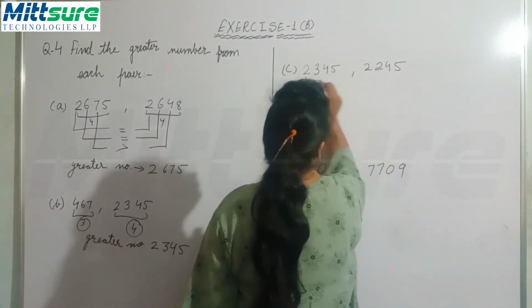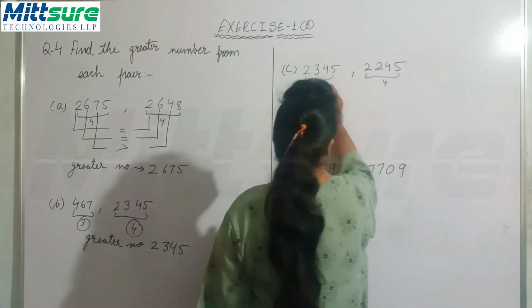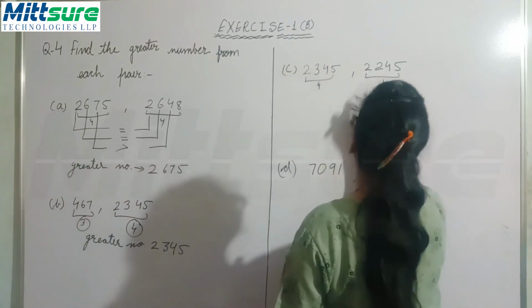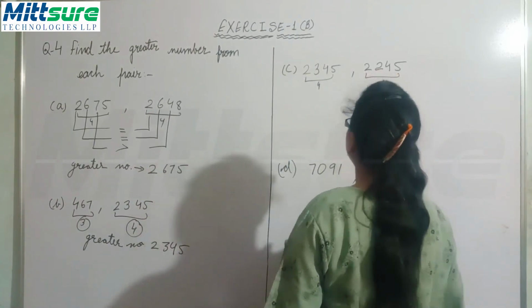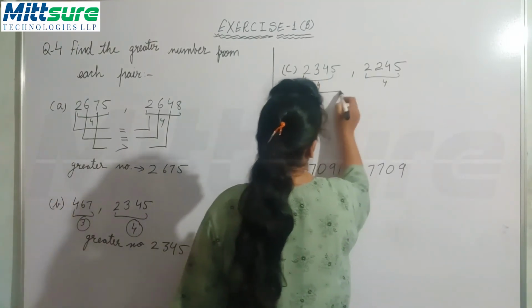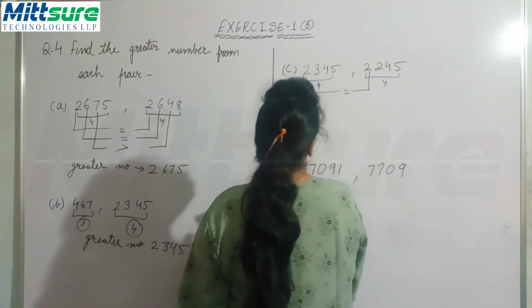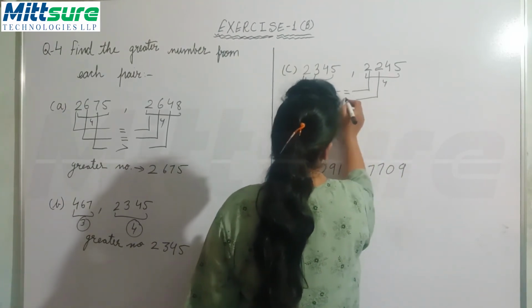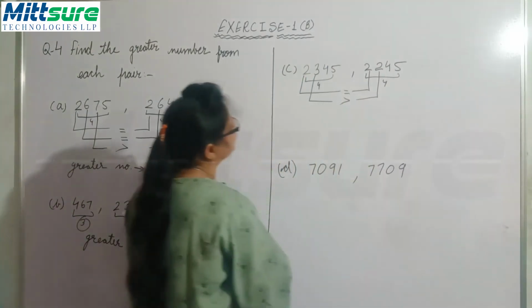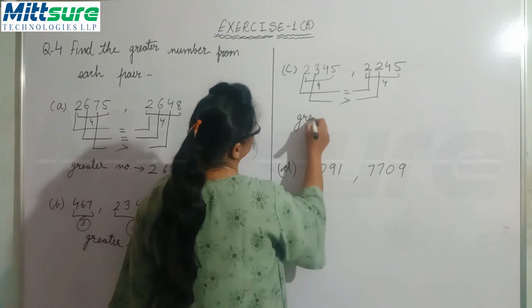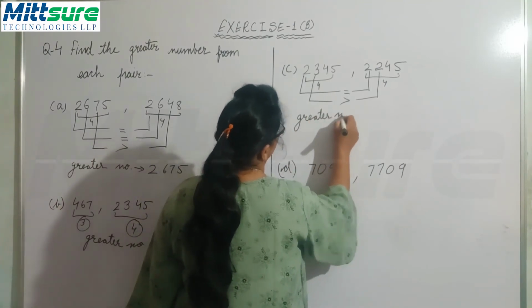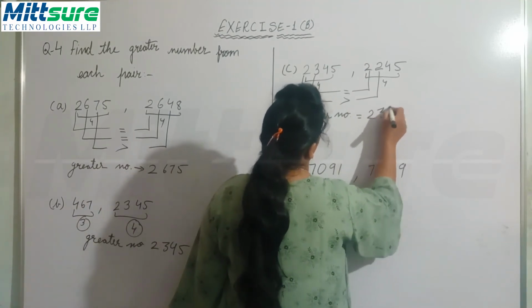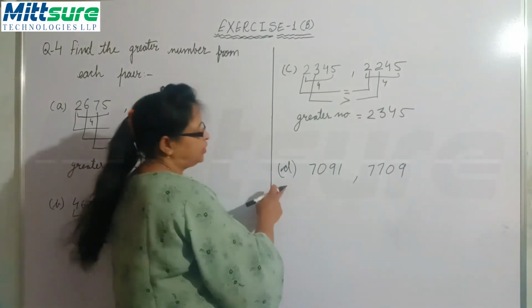Now the next number, this is C. This number has 4 digits and this number has 4 digits. This is 2,345. This is 2,245. Now first we compare the first digit from the left, that is equal, 2 and 2. Now we compare the next digit from the left, that is 3 and that is 2. So we know the 3 is greater than 2. So the greater number is 2,345.